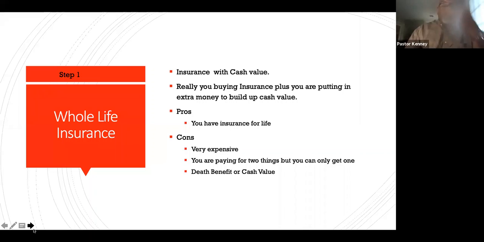So, you can only have one of two things. You can have a death benefit. If you die, you get the death benefit. Or if you cash in the policy, you get the cash, but then you lose your insurance. You can only have one of the two. So I don't think a lot of people understand that about whole life. I just bring that out in case you fall in that situation and you're considering whole life policies.